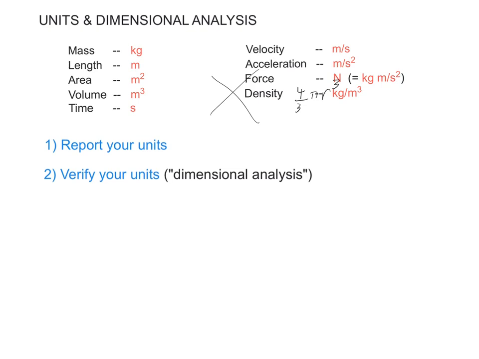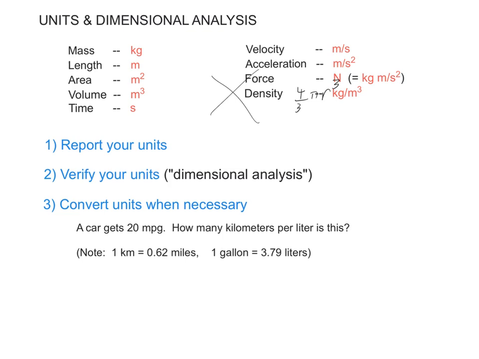My third reminder to you is that sometimes it's necessary to convert your units. Let me illustrate with an example. Suppose your car gets 20 miles per gallon and you want to know how many kilometers per liter this is. And as a reminder, suppose we know that 1 kilometer is equivalent to 0.62 miles and 1 gallon is equivalent to 3.79 liters. How do we do this conversion?